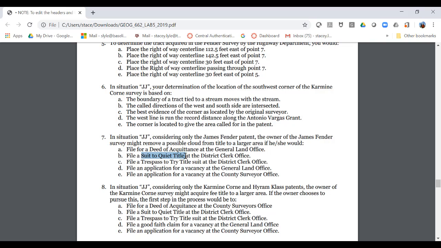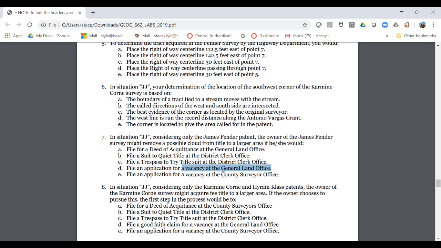This is not a quiet title where being used over a long period of time that you have acquired it through adverse possession. You're not going to do that. There's no trespass to try title. Your suit doesn't trespass on somebody else's land. It's just land of the other. And then we have the vacancy at the general land office and the vacancy at the county surveyor's office. We don't have a vacancy in the fender tract, so we're not going to really go for that in there.